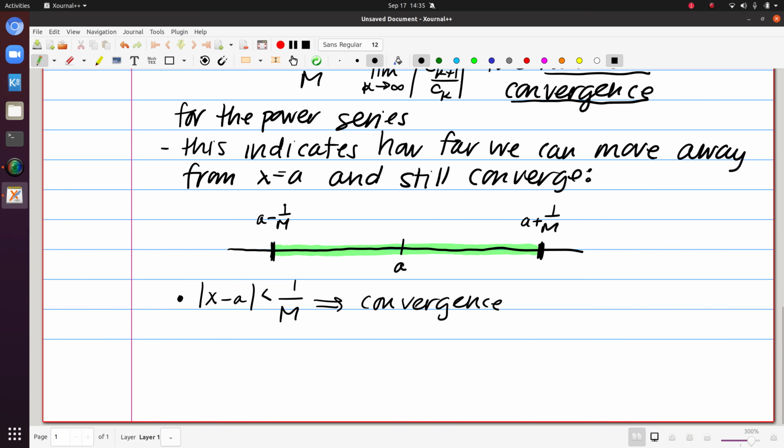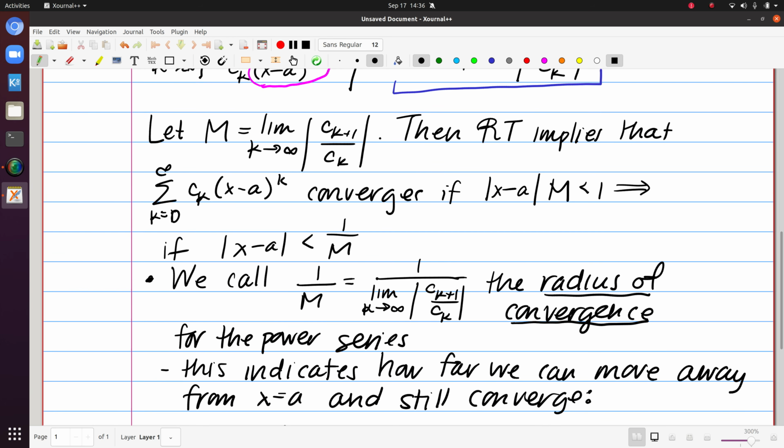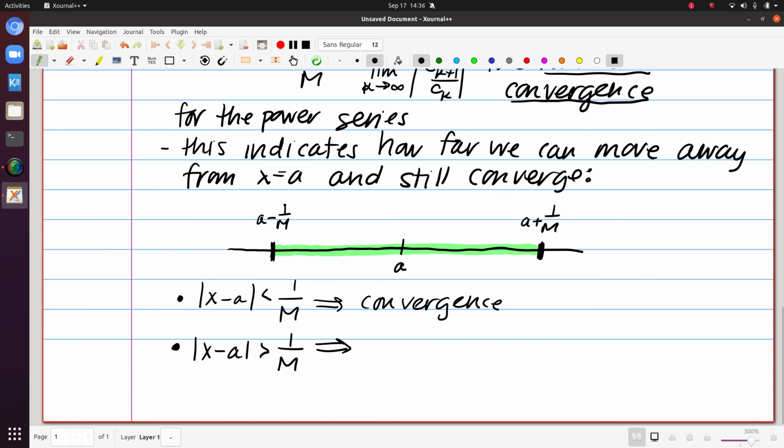So between these markers. That's what we get, because those are the x values that cause the ratio test to yield this limit strictly less than 1. The other thing we can think about is the idea that instead this is strictly greater than 1. This would cause the limit from the ratio test that we looked at up here to be strictly greater than 1. So the ratio test would tell us that this leads to divergence.